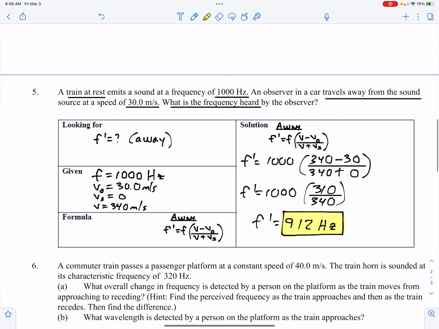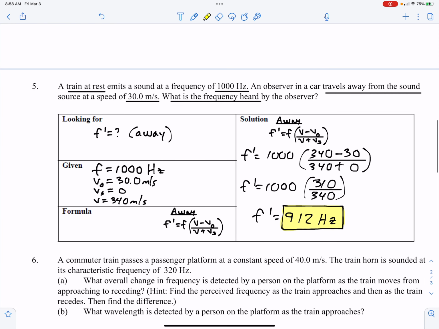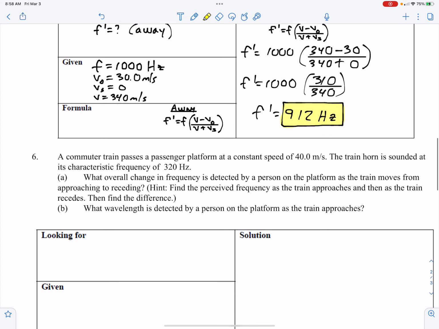Again, we said it was supposed to be less than 1,000, and it's almost 100 hertz less than 1,000 with that particular speed. Now, if you were going faster than that speed, then you would notice even less of a frequency, right? The faster you are going relative to the speed of sound, you're going to be noticing something different. All right, last one, number 6.